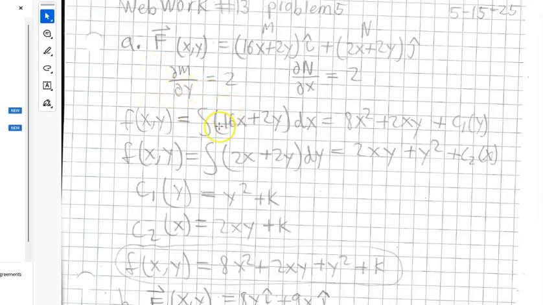In order to find the potential, first we have to find the antiderivative of 16x plus 2y with respect to x. And by doing so, we get 8x squared plus 2xy plus c1(y). Then we do the same thing again for 2x plus 2y, where we find the antiderivative with respect to y, and the answer is 2xy plus y squared plus c2(x). Then we know that c1(y) equals y squared plus k, and c2(x) is 2xy plus k. By putting it all together, we get f(x,y) equals 8x squared plus 2xy plus y squared plus k.